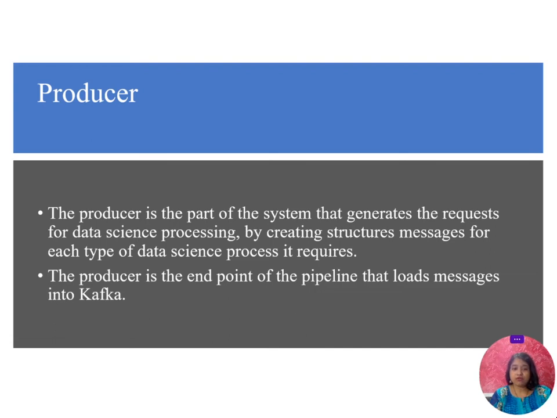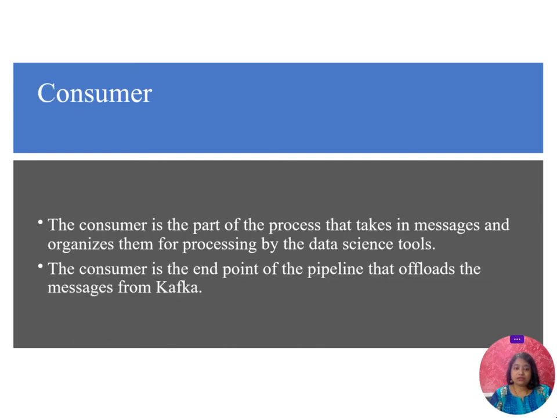The producer is the part of the system that generates the request for data science processing by creating structured messages for each type of data science process it requires. The producer is the end point of the pipeline that loads messages into Kafka. And who is the consumer? The consumer is the part of the process that takes in messages and organizes them for processing by the data science tool. So the consumer is the end point of the pipeline that offloads the messages from Kafka.